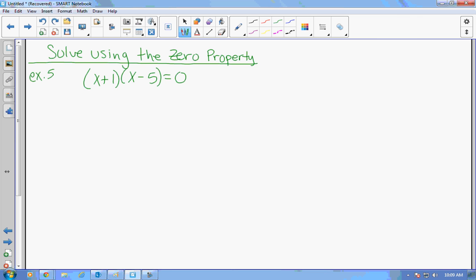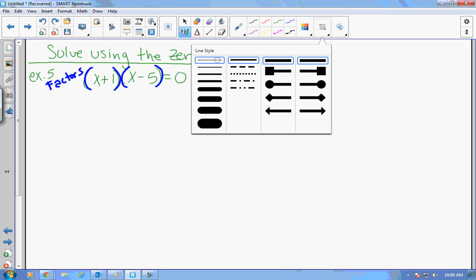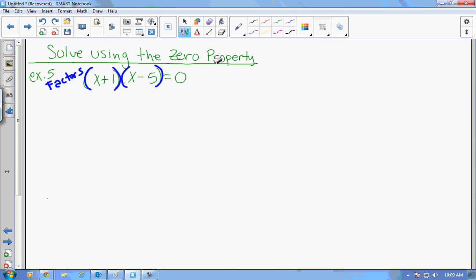If it's already factored, aren't these how we wrote our answers for the factoring test? We got 2 binomials. These are called factors. X plus 1 is a factor. X minus 5 is a factor. To get the solutions, roots, zeros, or x-intercepts, you set the factors equal to 0.